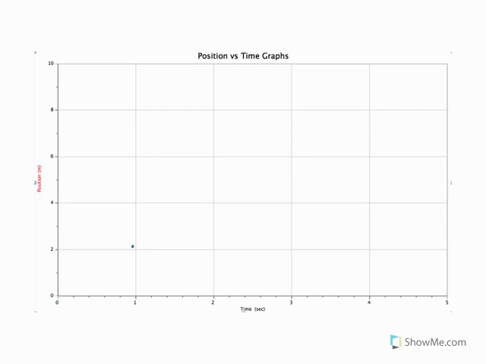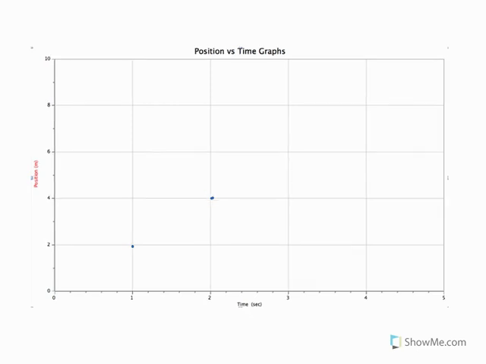If I'm moving at a constant speed, that means after 2 seconds, I will be at 4 meters. And then at 3 seconds, I would be at 6 meters. And then at 4 seconds, I'm at 8 meters, and so on and so forth. Hopefully you get the idea that you're traveling 2 meters every second.